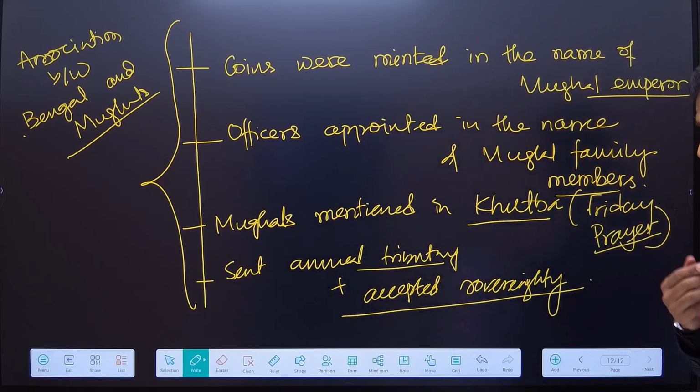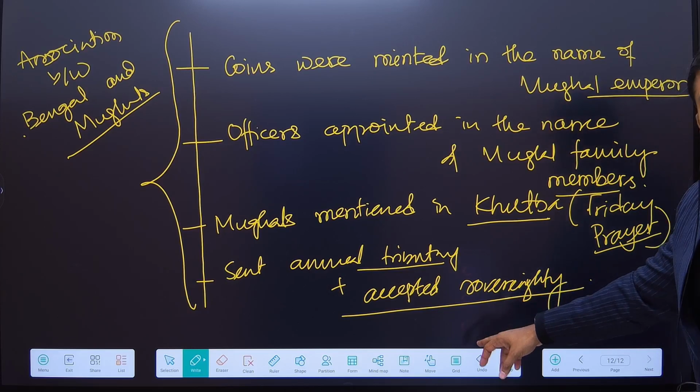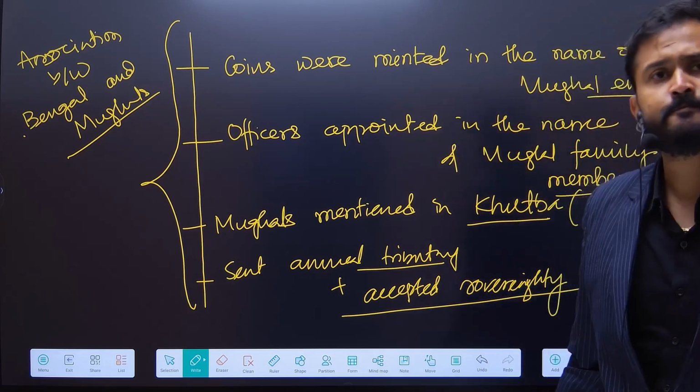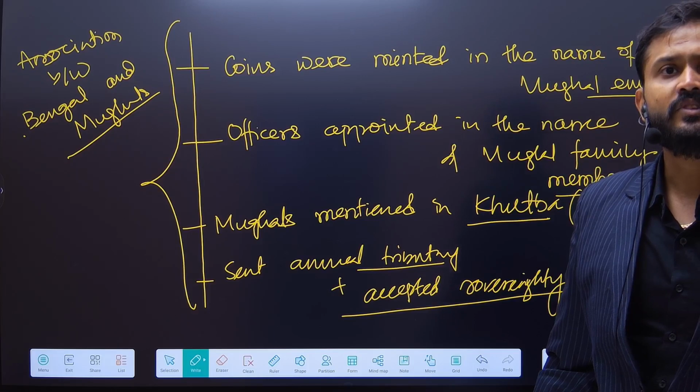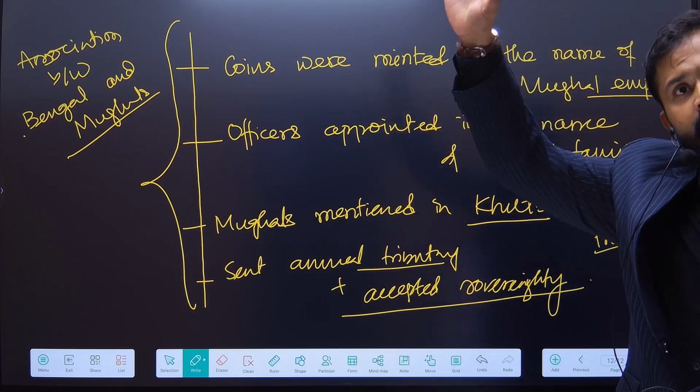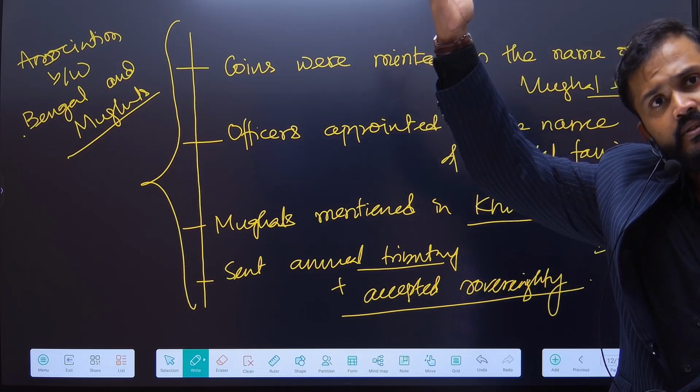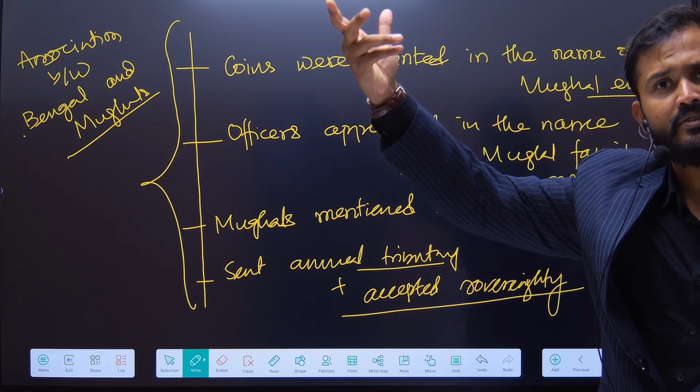Sir, what is the last word written? Sovereignty or suzerainty. Both are right. That means they accepted the Mughals to be the ultimate emperor, Shahanshah.